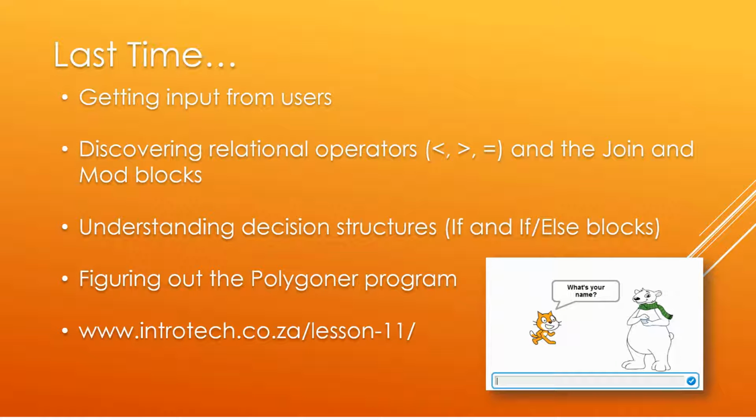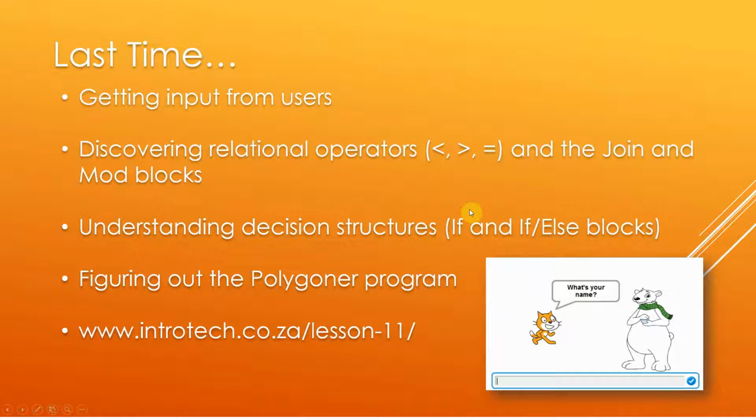Last time, we looked at the ask and wait block, which you can see down here, which we used to get input from the user. We also discovered relational operators, which are the less than, greater than, and equals to operator, which you may have covered in maths already. And we also covered the join operator, which we use to join 2 strings together, or a string and a variable. And we also looked at using the mod block or modulus, which gives us the remainder of a division sum, which we use to figure out if a number was divisible by 2.